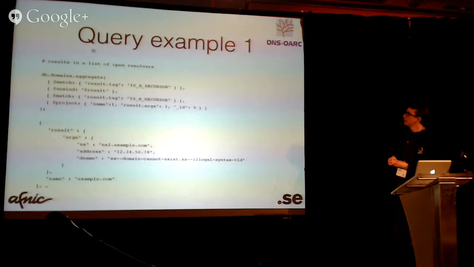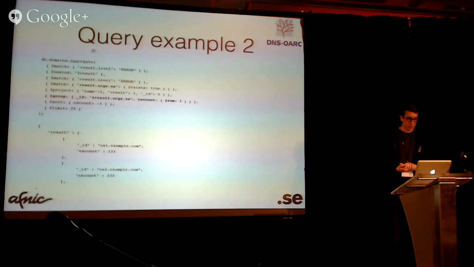To start doing queries to the Mongo database, you can do aggregate searches. The example from above is a query for a specific test tag in the results. For example, is a recursor: give me all the domain names that have open recursors, is this query. So it will give you a complete list of all the domains that you have in your Mongo database with the open recursors. You can do a number of different queries like that.